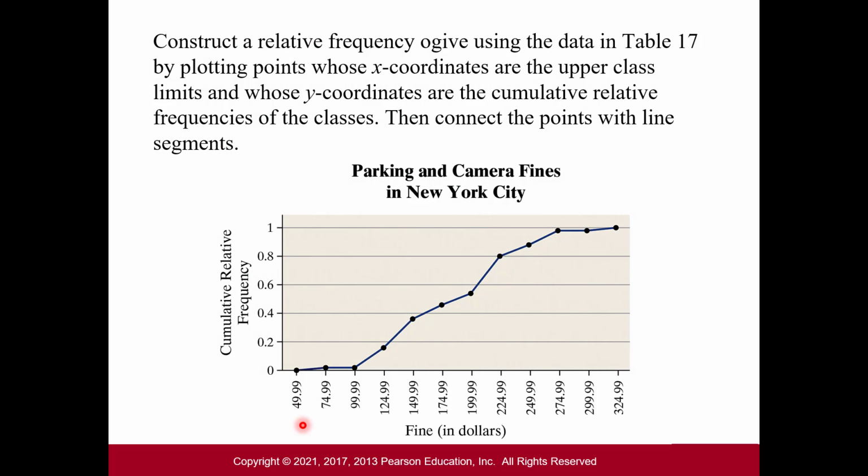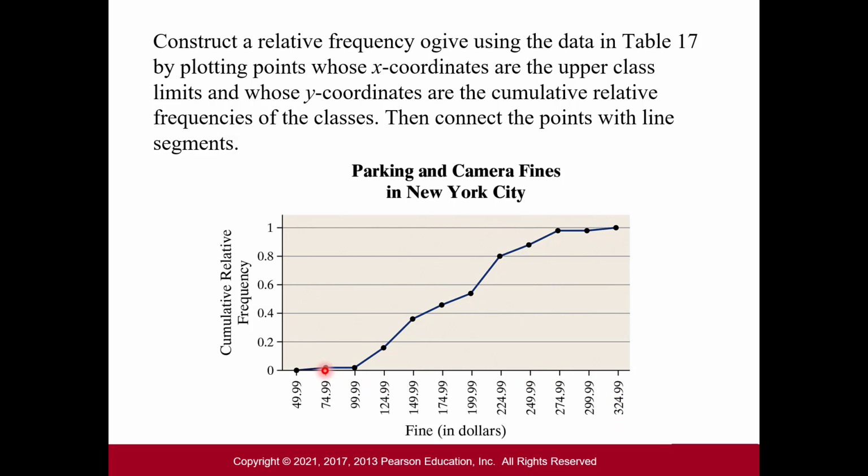So here's an example of an ogive. Construct a relative frequency ogive using our data from the previous table, plotting points whose x-coordinates are the upper class limits, and the y-coordinates in this case are the cumulative relative frequency. So if you remember, our first class was from 50 to 74.99. So notice on our horizontal axis, we labeled 74.99. Our next class went from 75 to 99.99, and so we labeled the upper class limit. And we do this all the way across. And then remember our last class was from 300 to 324.99.